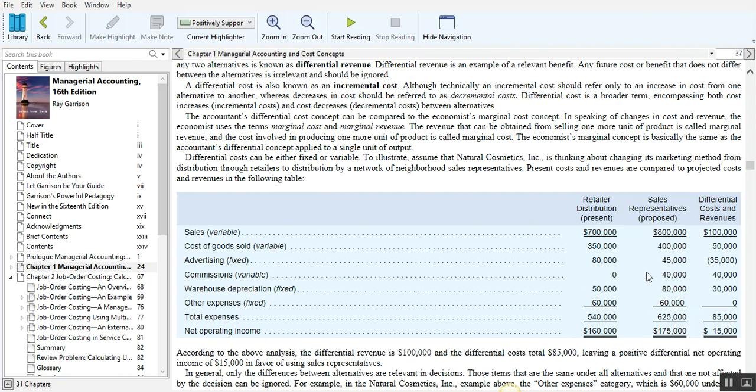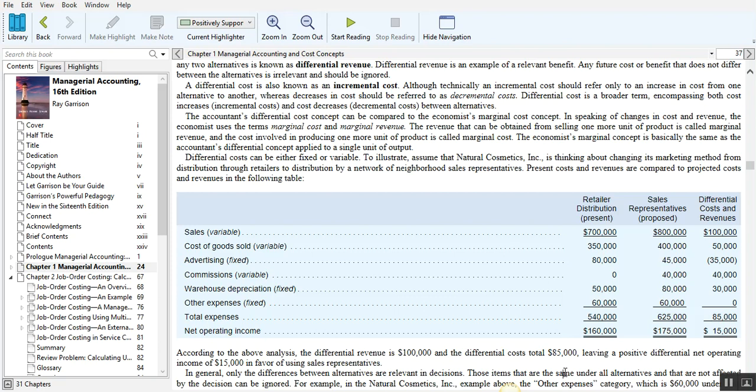But look at this, when they move to sales reps, they're going to be able to cut $35,000 off in advertising. However, they're going to pick up $40,000 in additional commissions. The other disadvantage is they're going to increase expenses for warehousing. You notice that they increase warehousing costs by $30,000. When you get to the bottom line, though, they've increased revenue by $100,000 and costs by $85,000, and so they have a differential net operating income of $15,000.